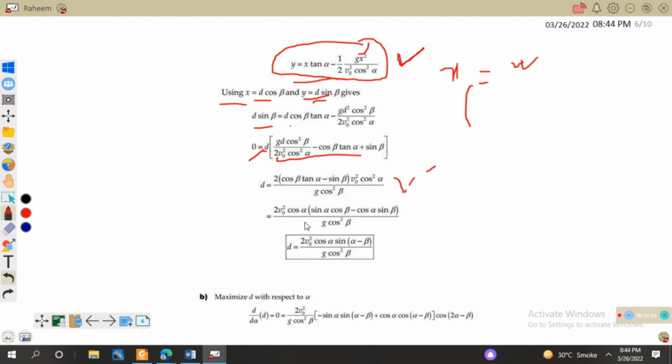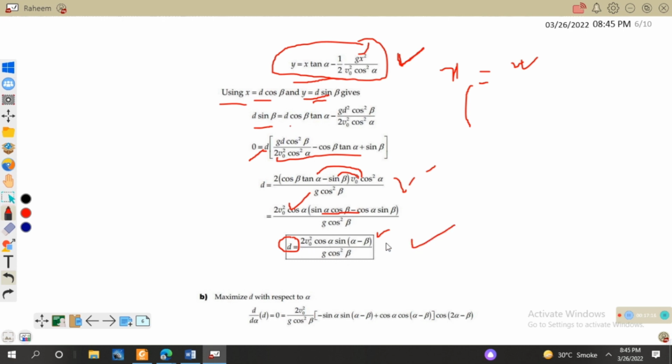If we write tan alpha is equal to sin alpha over cos alpha, and multiply the outside term into the inside terms, and simplify, we will take common 2 v naught square cos alpha over g cos square beta, and this will become the identity sin alpha minus beta. So from here we can see that we have obtained the expression for the horizontal range along the inclination, which is equal to 2 v naught square cos alpha sin alpha minus beta.